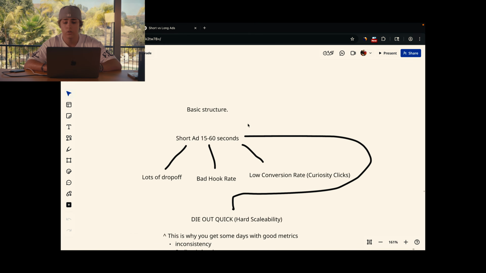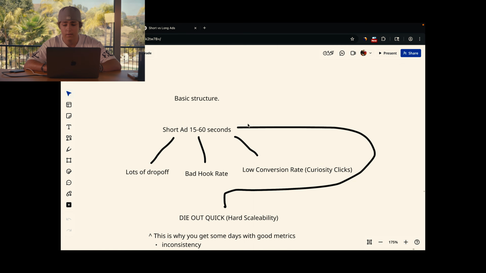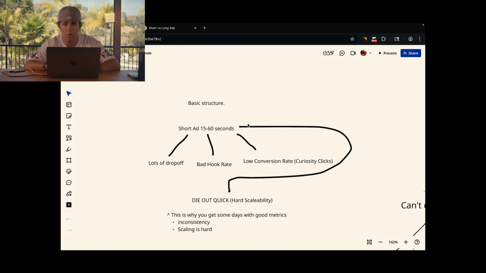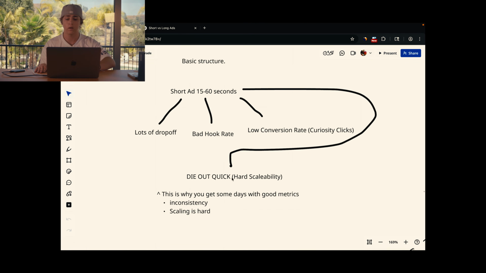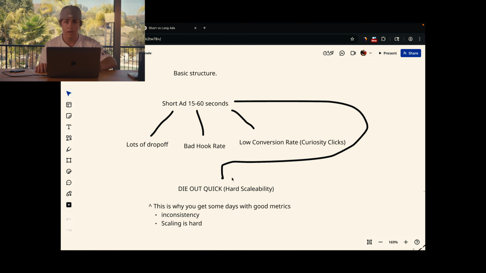But the issue that these ads have is that there's a lot of drop off, really bad hook rate, low conversion rate, which leads to curiosity clicks. And I'm going to go more in depth in a little bit, but ultimately they die out quick. So this is why you're going to have a lot of issues where you get some days with good metrics, right? Inconsistency. Scaling is hard.